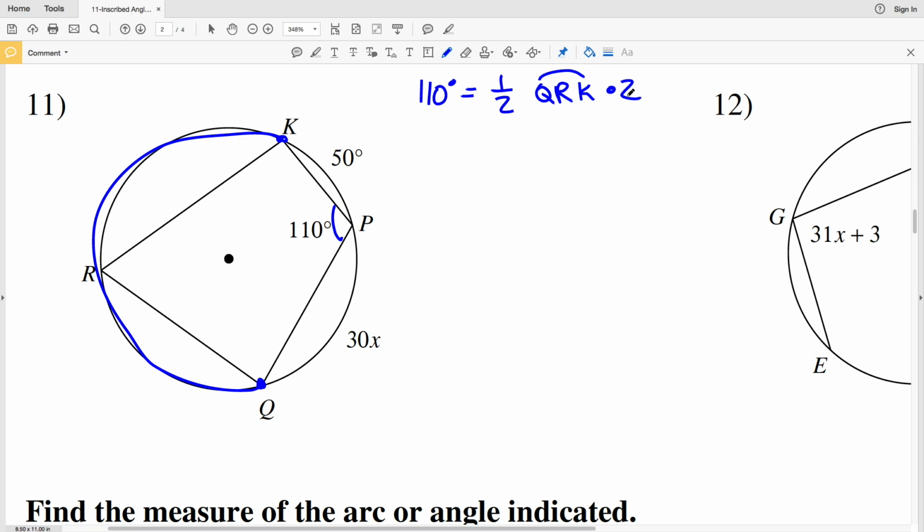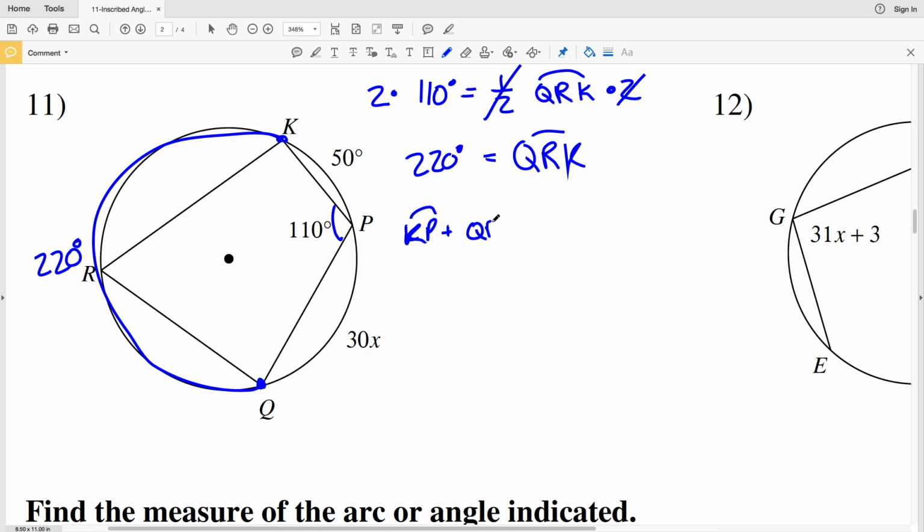So what I'm going to do is multiply both sides by 2 in order to get the measurement for that arc. 1/2 times 2 is 1, so arc QRK is going to equal 2 times 110, which is 220 degrees. I know that in a circle, all the measures of an arc will add up to 360 degrees. So arc KP plus arc QRK plus arc QP equal 360 degrees.